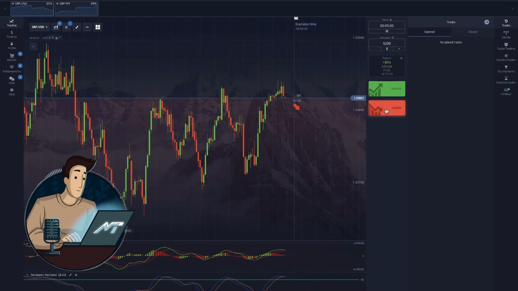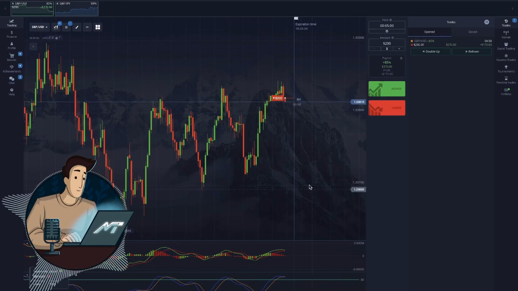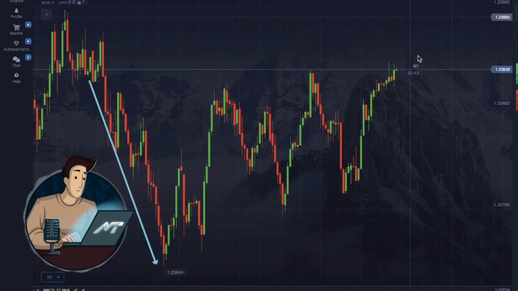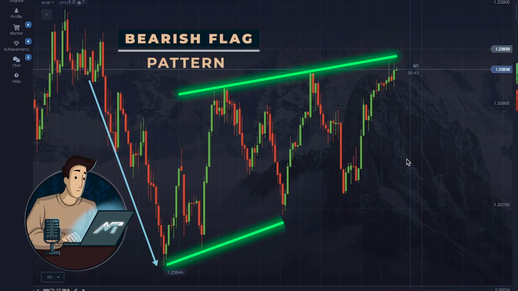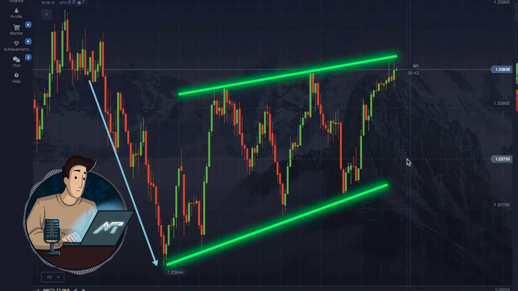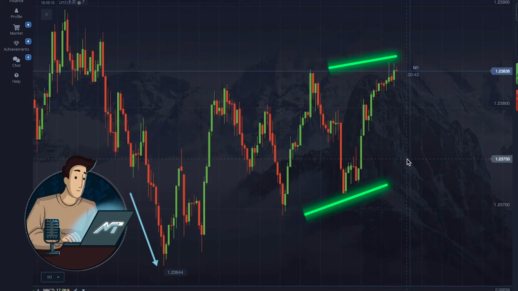That's a 5-minute put option for us. Let's go over why though. This market's trading in a downtrend, and we also see a bearish flag pattern forming. The market was going down for a very long time before consolidating and moving in a channel.